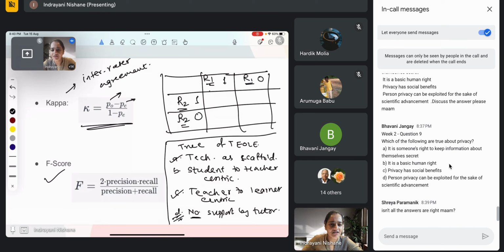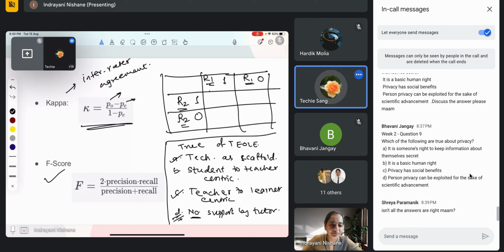I think it was the choice of words. Regarding the same question, ninth question, option D: person privacy can be exploited for the sake of scientific advancement. For the sake of scientific advancement, we can exploit it, isn't it, ma'am? So the answer should be correct. No, ma'am, I think you are getting confused.